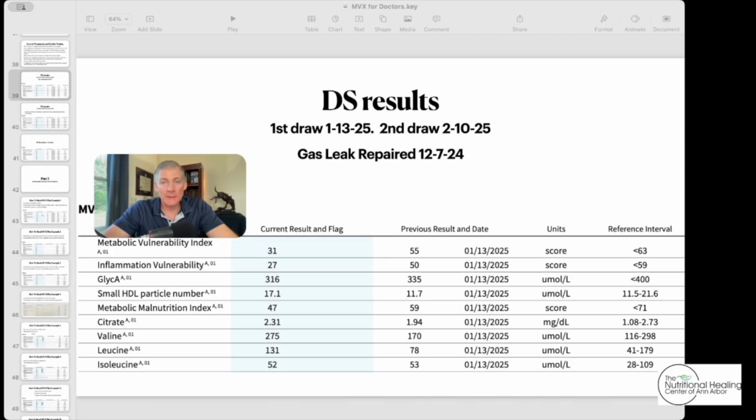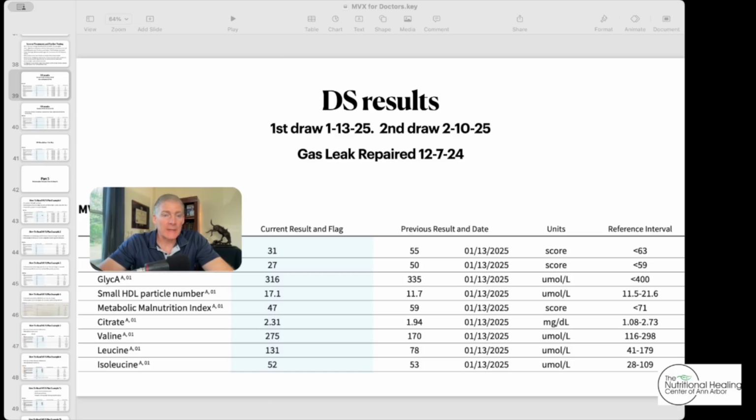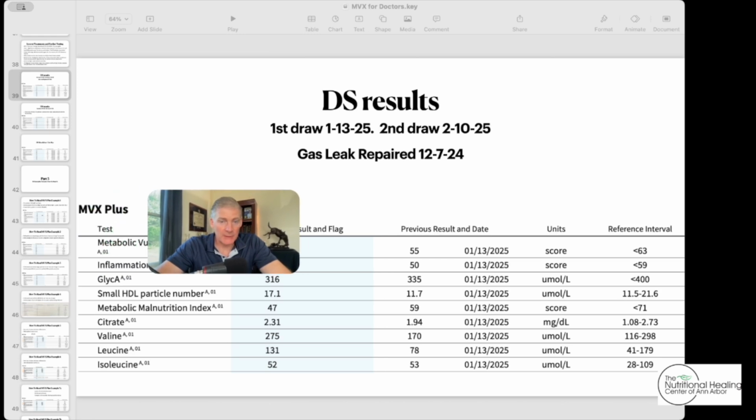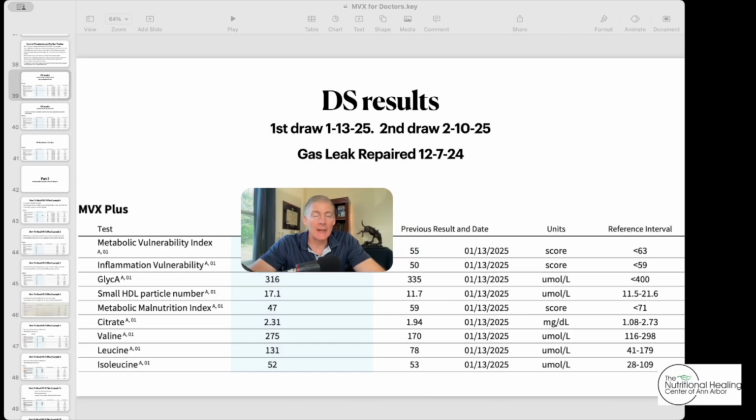So let me give you some ideal ranges also. The MVX should be as low as you can get it. The lowest I've seen is 13. The IVX should be in the 20s. That'd be really good if it was in the 20s. The glyc-A should be 300 or less. And you can see my numbers back in January, February of 2025 were 335 and then down to 316. Later, I got it down into the 200s.